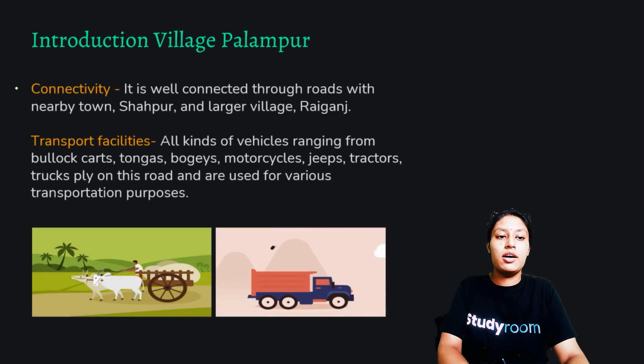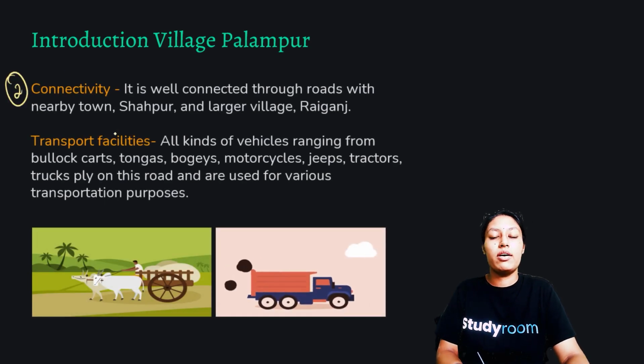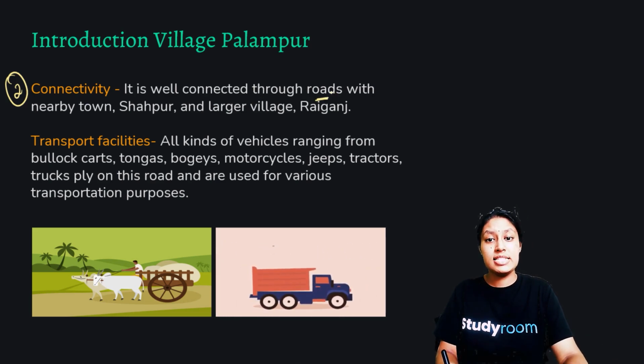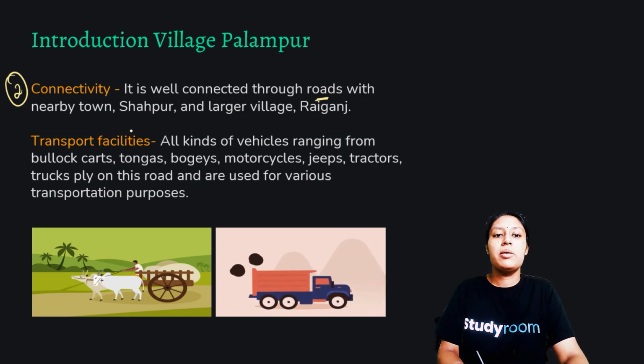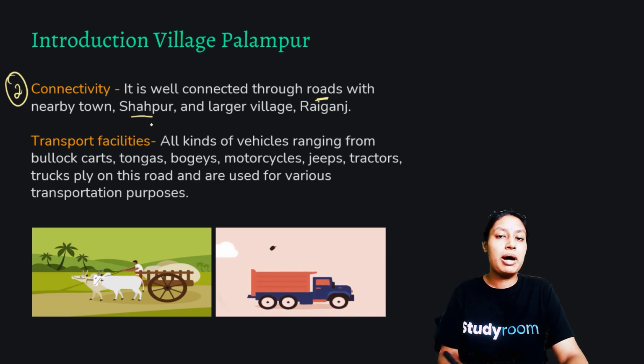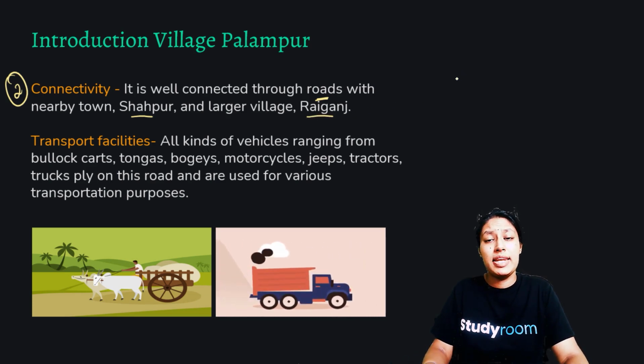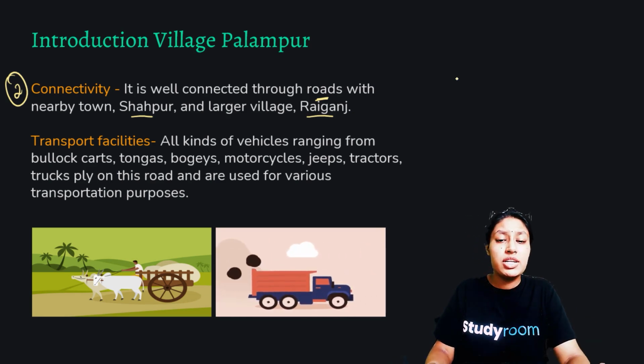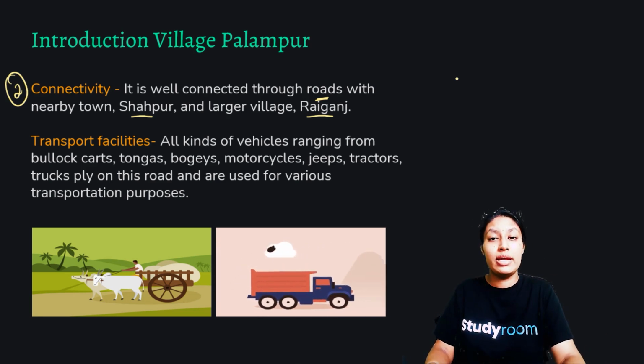Second is about the connectivity. Second point for village Palampur, it's about its connectivity, where it is connected through. So Palampur is well connected through roads. Yes, it is well connected through roads and nearby towns. So Shahpur is the nearby town, which is well connected to Palampur through roads, and larger village Raiganj. Okay, so it's not that Palampur is a very isolated place. This fictionated village, this imaginary village, has well connected roads to nearby towns.